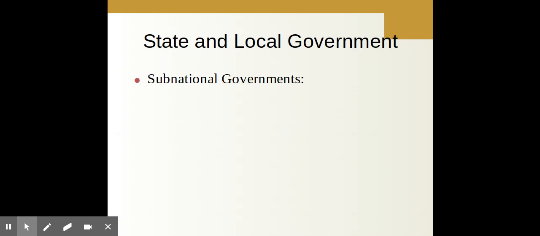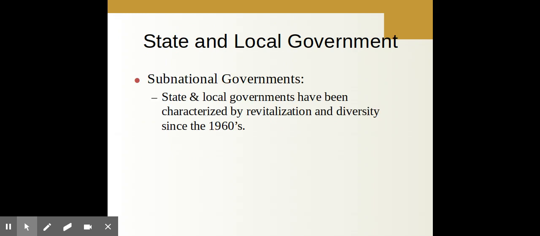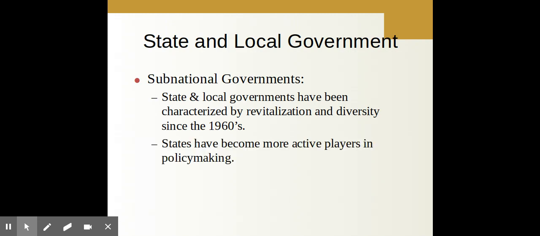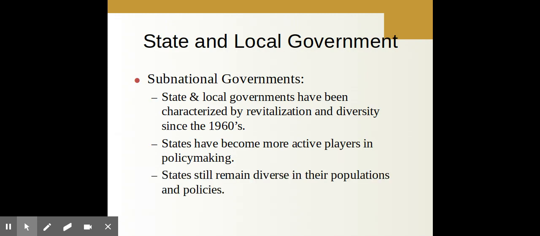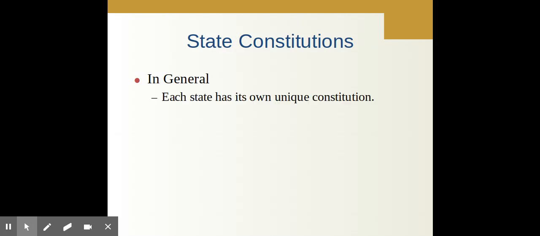So just to go through some of the state and local government. State and local governments have been characterized by revitalization and diversity since the 1960s. States have become more active players in policymaking, especially because of those block grants and the devolution of power. They have been more involved. States still remain diverse in their populations and policies: rural, urban, mostly European descent, mostly minority descent. There's all kinds of differences that occur throughout the entire country.